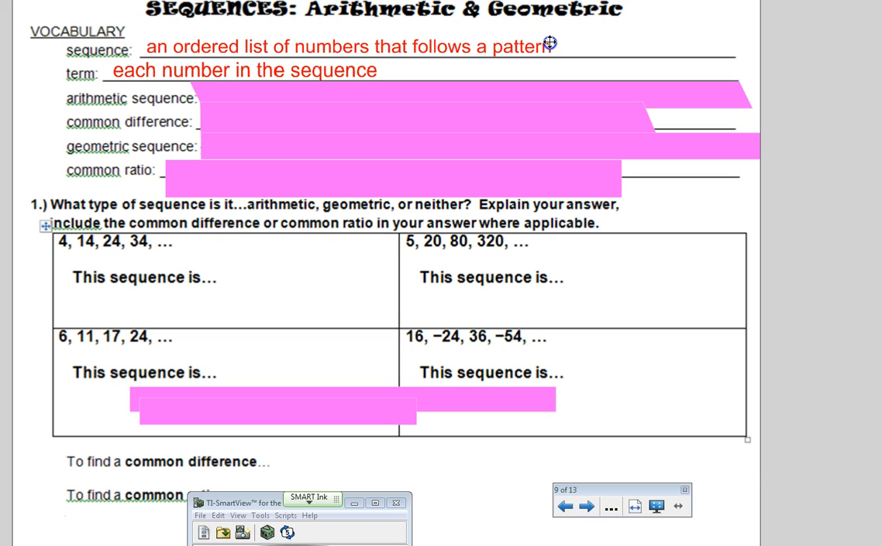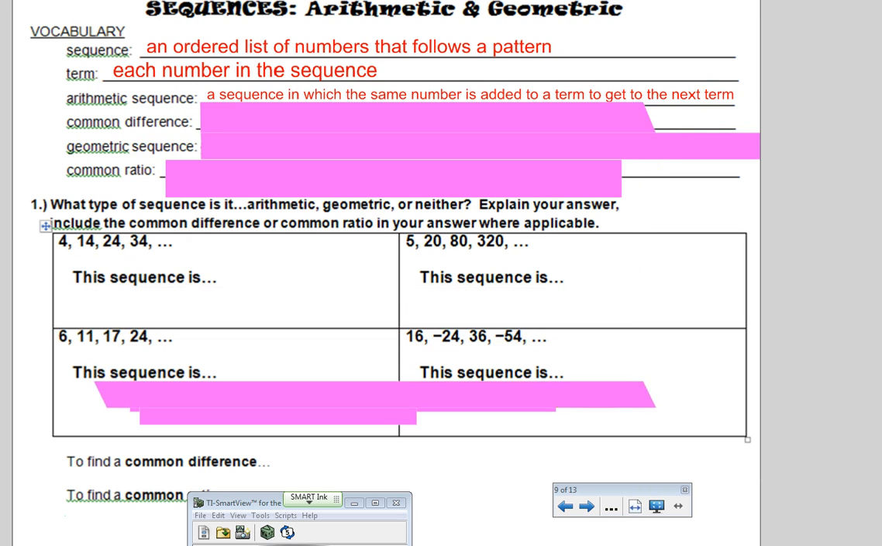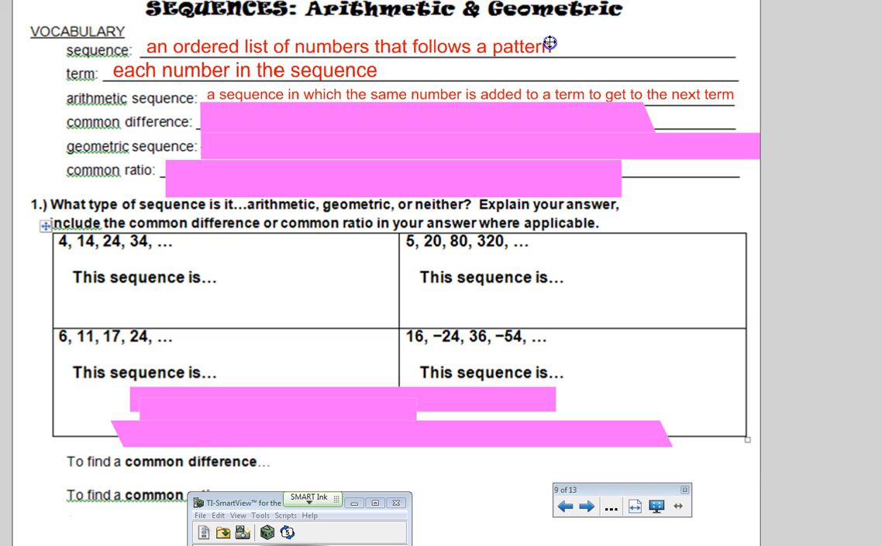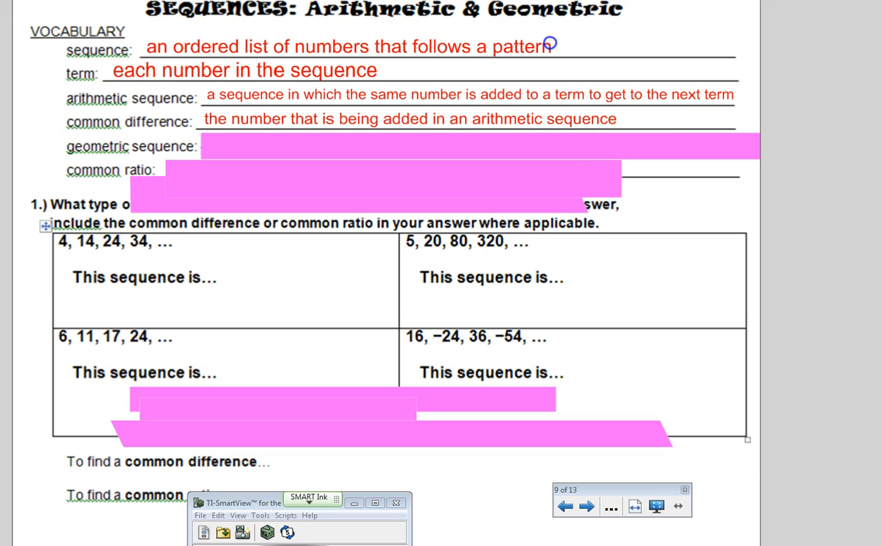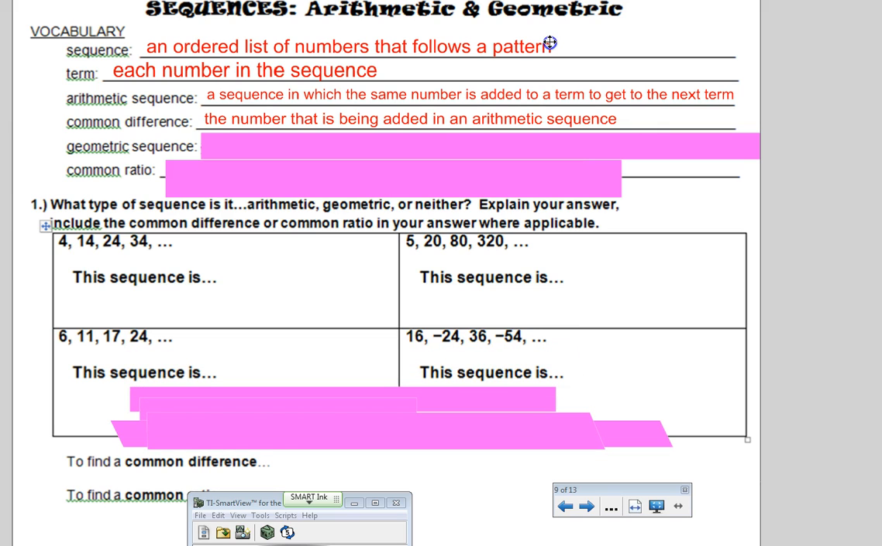Now, an arithmetic sequence is a special type of sequence. An arithmetic sequence, which I already talked about, is when you are generating the sequence by adding the same number each time to get to the next term. So a sequence in which the same number is added to a term to get to the next term. Now, the number that you're adding over and over again has a special name, and that's called the common difference. So the common difference is the name of that special number that's being added in an arithmetic sequence over and over and over.